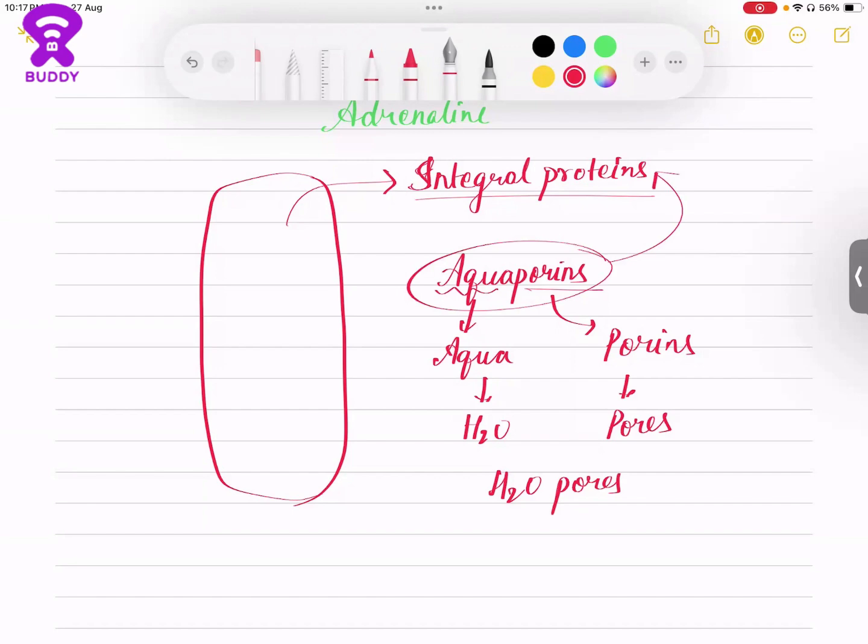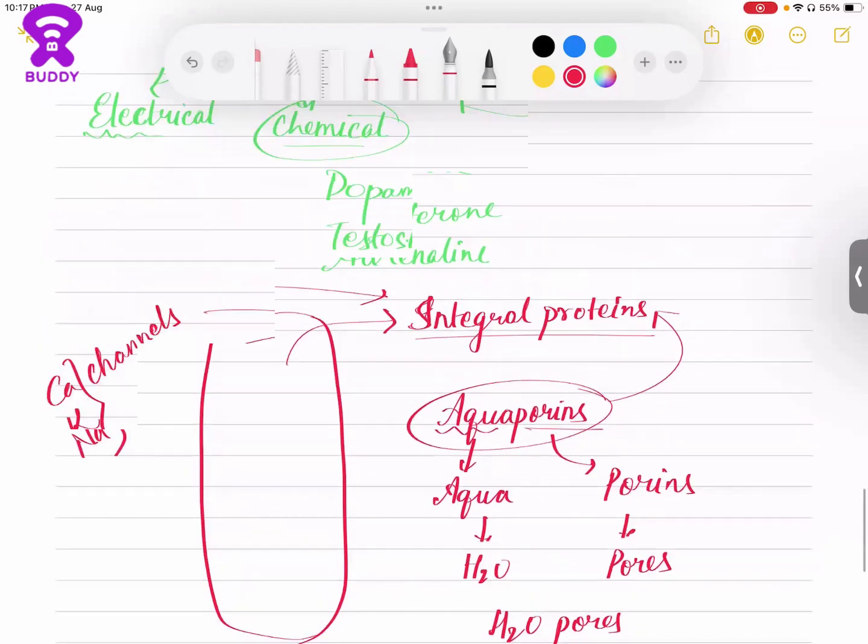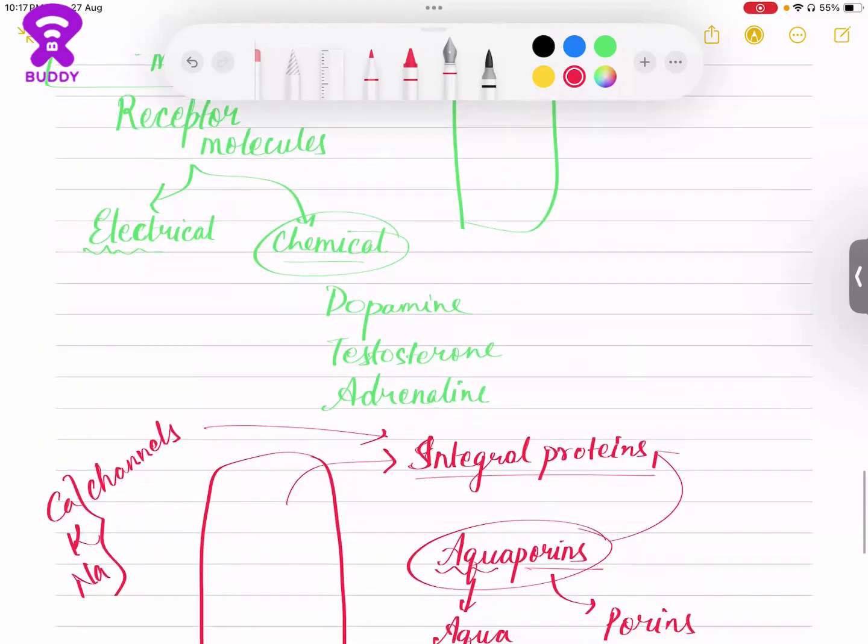If you have ever heard about calcium channels, or potassium channels, or sodium channels, all these channels are some sort of modified integral proteins. They are called gated ion channels, because they need ATP to work, right? When we study in more detail, we will study their functionality also, how they work. So this was a brief basic about your integral and structural proteins.